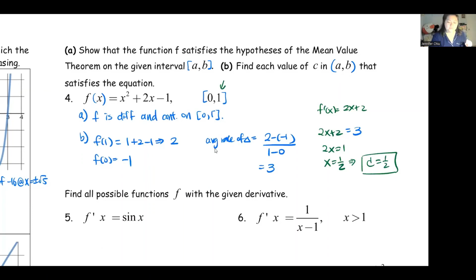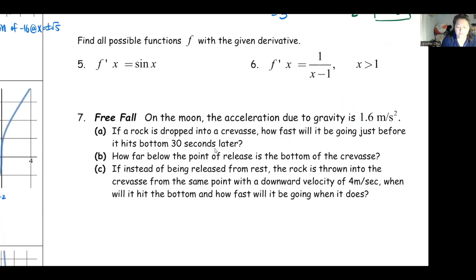Okay, so now we're kind of taking a break from both theorems, and this is kind of a preview of the next chapter. So we're asking you, what functions have this derivative? What function gives you the derivative of sine x? So you know that the derivative of cosine is negative sine. So in order to get the positive sine x, your original function must be negative. So your original function is going to be negative cosine of x.